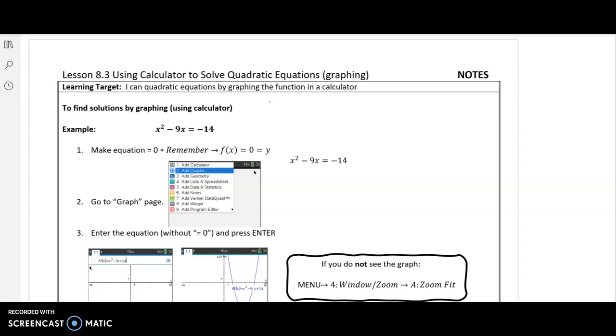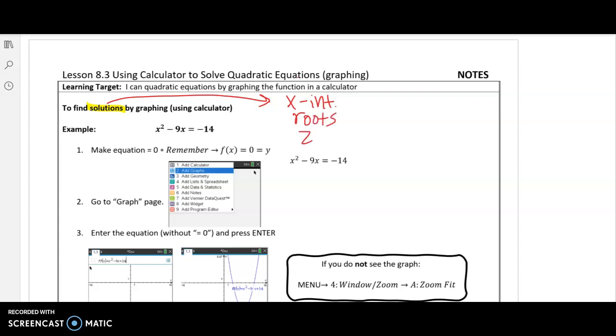First, knowing that the word solutions also means x-intercepts. Okay, it's important to note that solutions means many different things. I'm going to write them over here. It means x-intercepts, okay, roots, or zeros. They all mean the same thing.